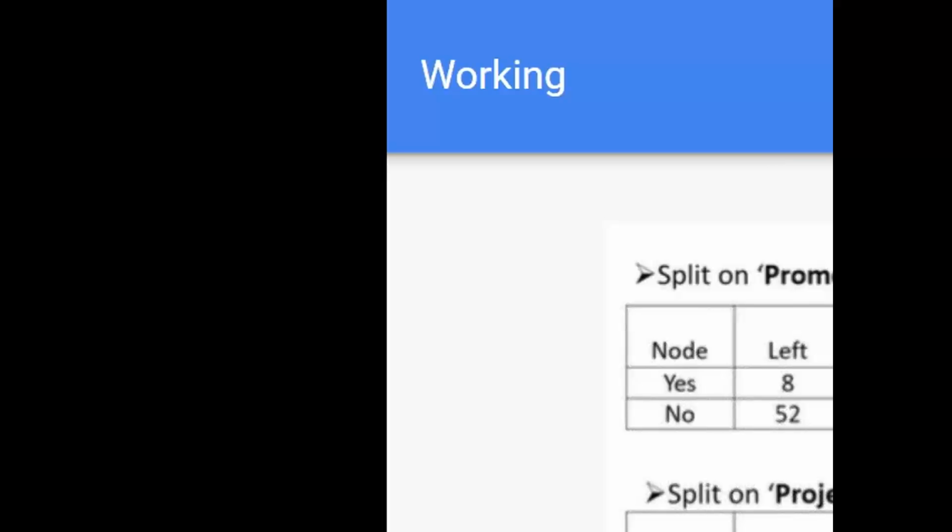So suppose for projects completed, there were 140 people who had worked on less than 5 projects. So we are saying expected people who will leave is 70, 50% of this, and expected stay will be 50% of this.